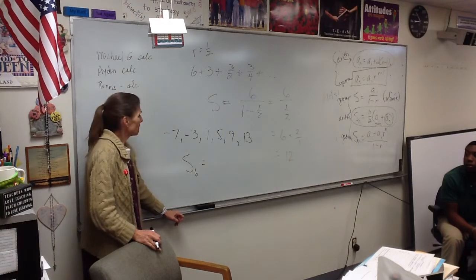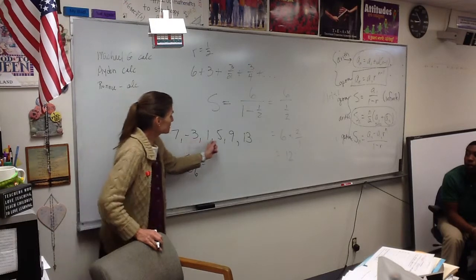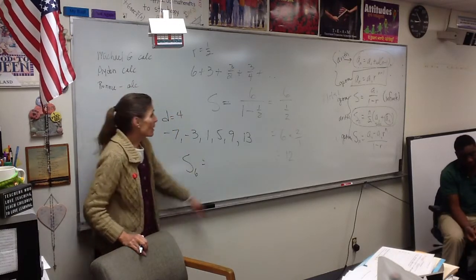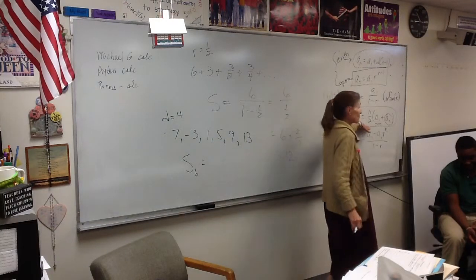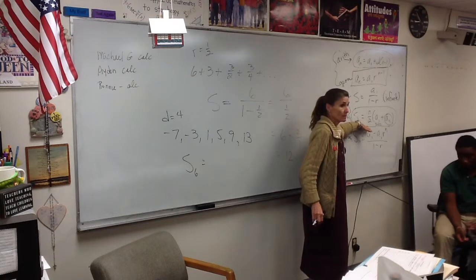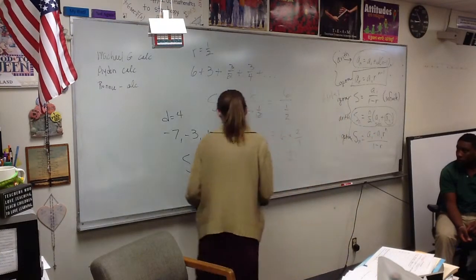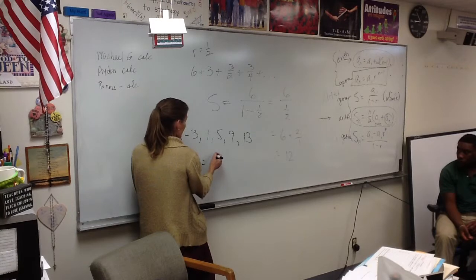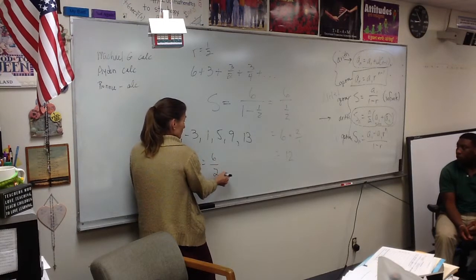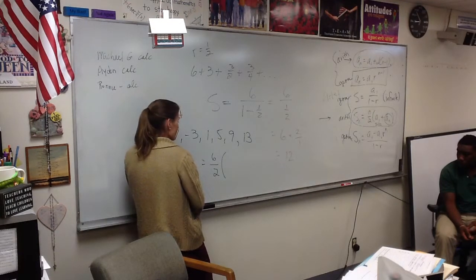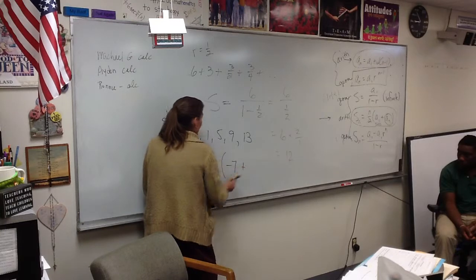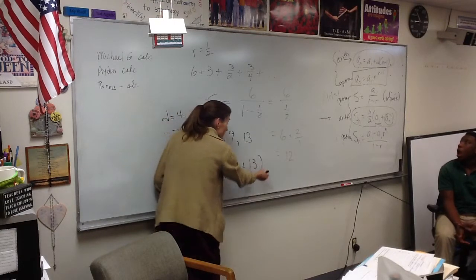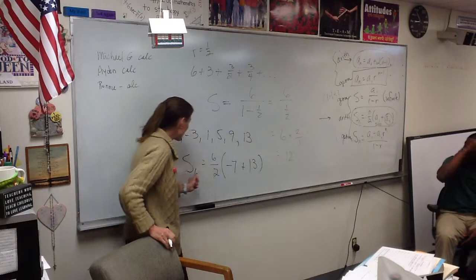What kind of sequence is that, you guys? You're adding 4, so it's arithmetic. I'm going to add them up, and it's arithmetic, so that's this formula right here. The sum of 6 terms, according to this formula, would be 6 over 2 times, what does a sub 1 mean? Negative 7, its first term, plus a sub 6, which means 6 terms. Remember, we're adding up 6 terms.